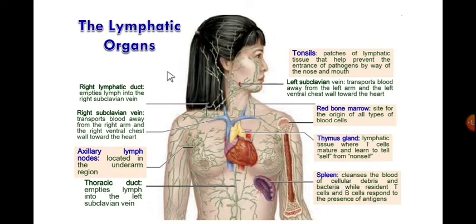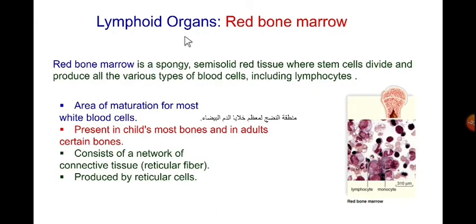Spleen برضو من lymphatic organs من الأعضاء الليمفية, cleanses the blood of cellular debris and bacteria while resident T cells and B cells respond to the presence of antigens. طبعا هو بطهر الدم من باقي الخلايا وبرضه فيها في السبلين T وB cells تستجيب لوجود الانتيجينات أو المستضدات اللي أصلها عوامل مرضية. Lymphoid organs أهم الأعضاء الليمفية red bone marrow.